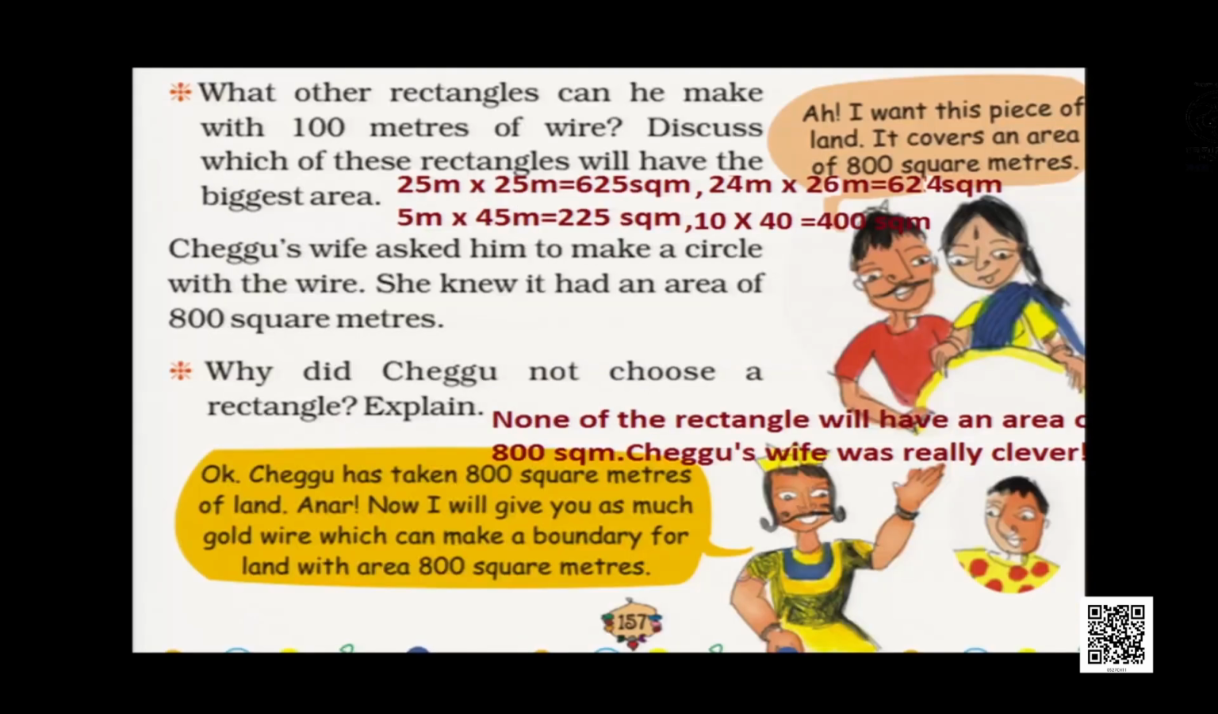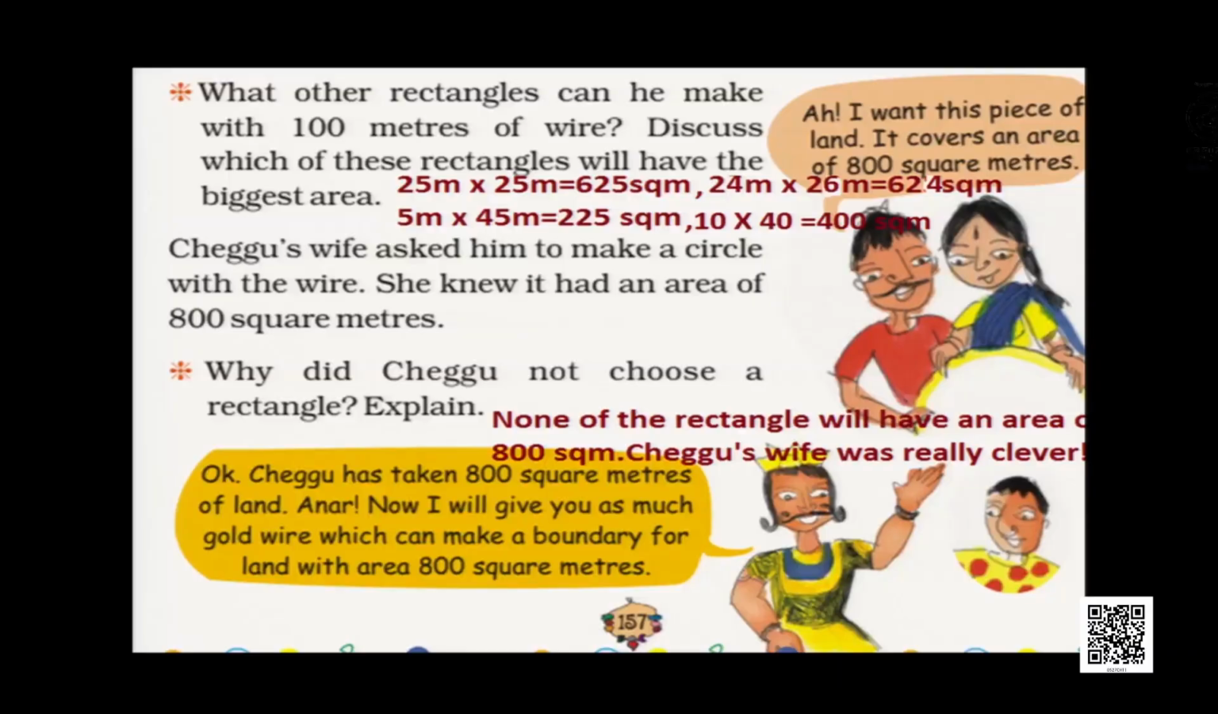Again he tried. But Chegu's wife was very clever. What Chegu was trying, he tried 25 into 25, he got 625 square meter. 24 into 24, 624 square meter. 5 into 45, 225 square meter. Like this you can also try. But the maximum size by making a rectangular piece of land was 625 square meter. It is not more than that.